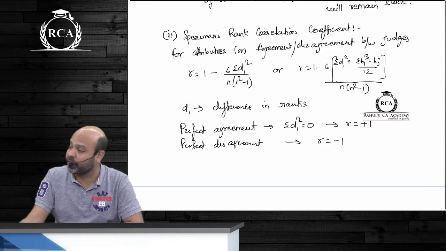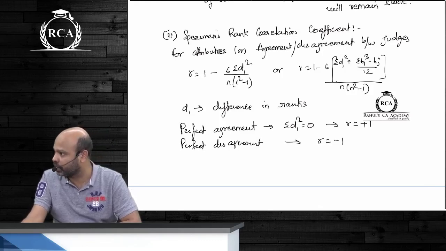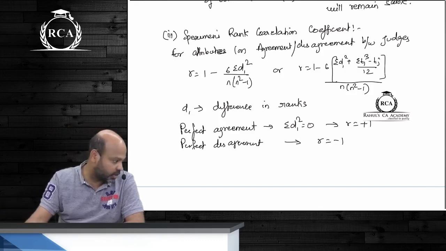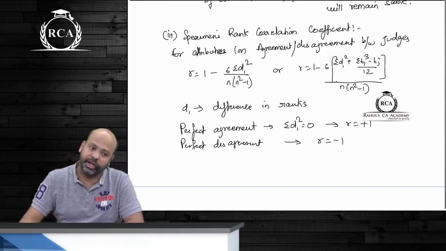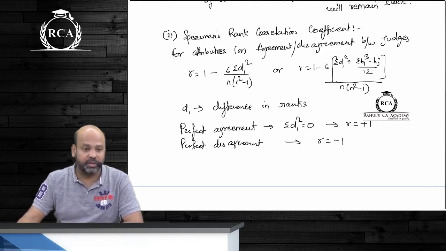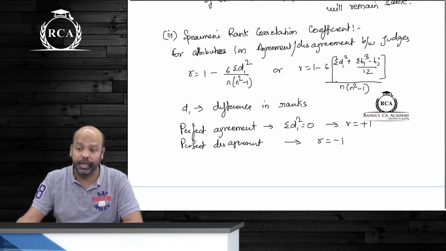Then we have to compute Di, which is the difference in ranking. Once we compute Di, the formula for computing r is equal to 1 minus 6 times summation Di square divided by n into n square minus 1. If there's a tie in observations, the ranks allocated will be an average of the ranks that would have been allocated had they been different values.